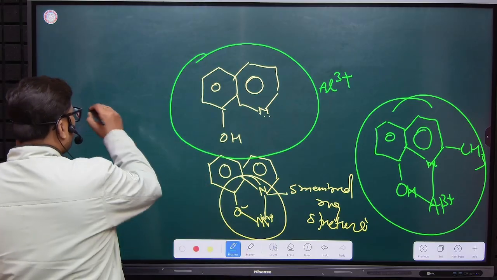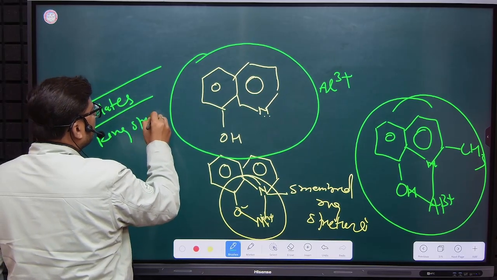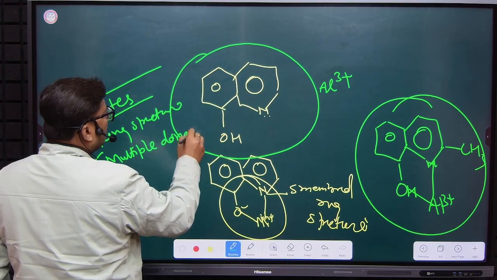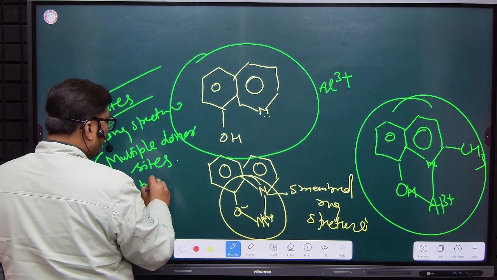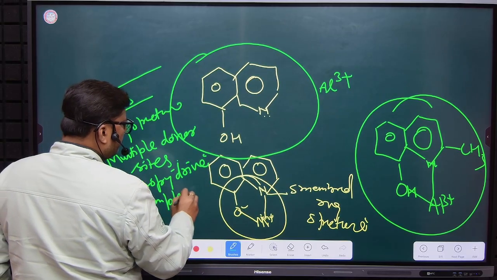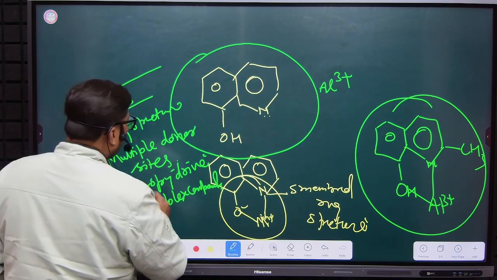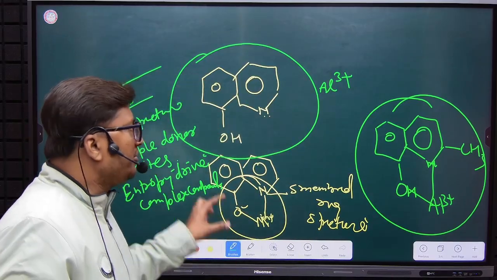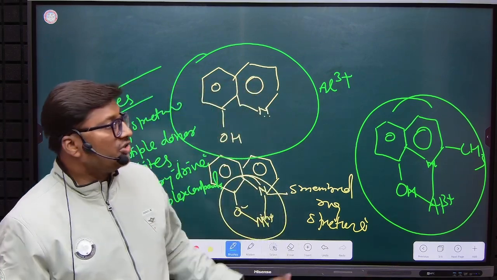So chelates are ring structures, second, they have multiple donor sites, and they are entropy-driven complex compounds. The stability of metal chelates is very high. It means the formation of the ring structure dictates that they have a very high bond dissociation energy.